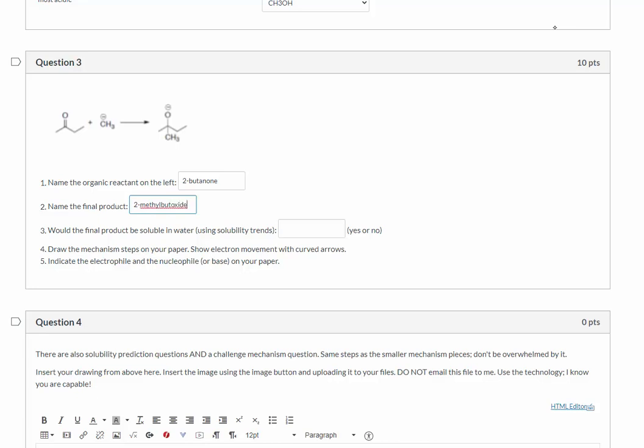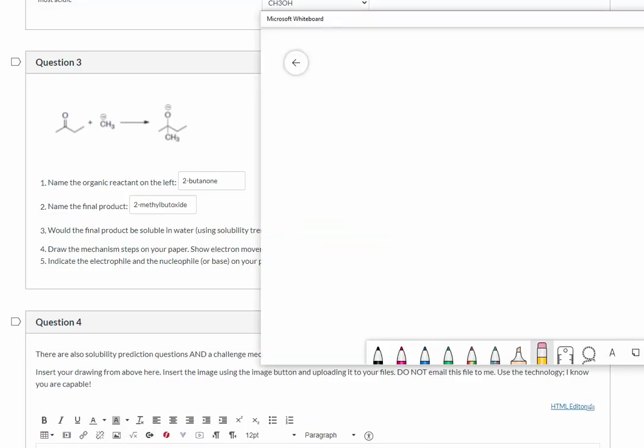Now, would the final product be soluble in water using solubility trends? Well, now we have this oxygen here. It is negatively charged. That means it's an ion. There are 5 carbons. So by our rule of 5, yes, this should be soluble in water. Now we're going to draw the mechanism steps on our paper. We're going to show electron movement with arrows.